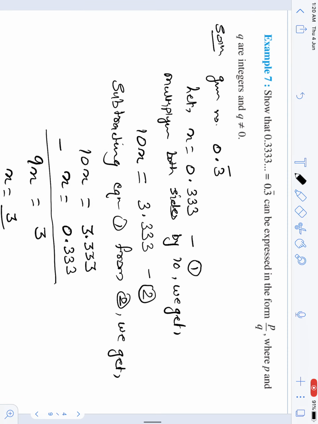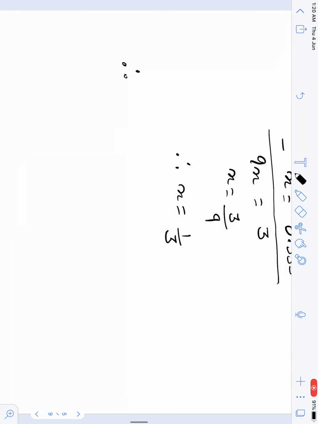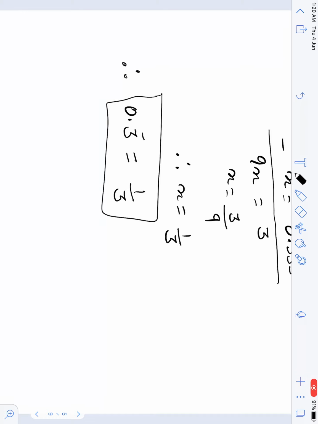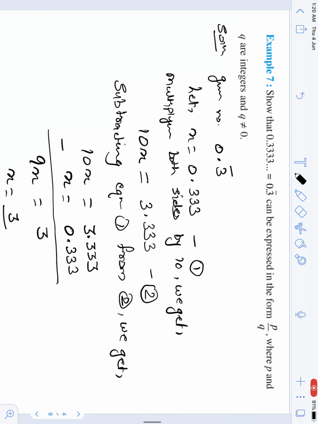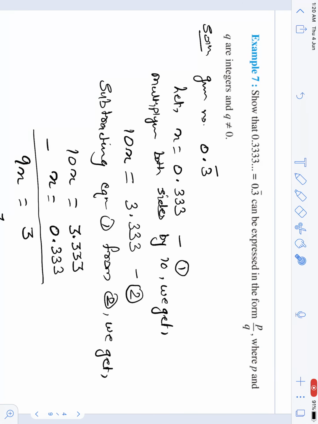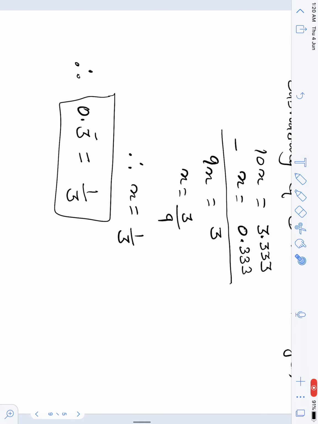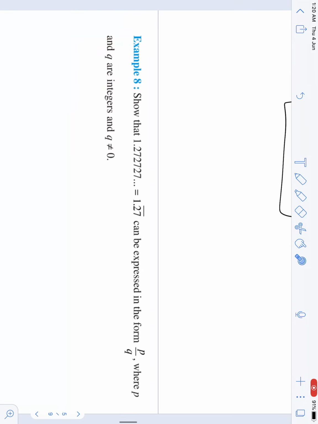Therefore our question was 0.3 bar, which is in decimal expansion form, and we have converted it into p by q form. Hope you have understood up till here. Now, in this example only one single digit was repeating itself again and again. Let us learn another type of example in which more than one digit is repeating.